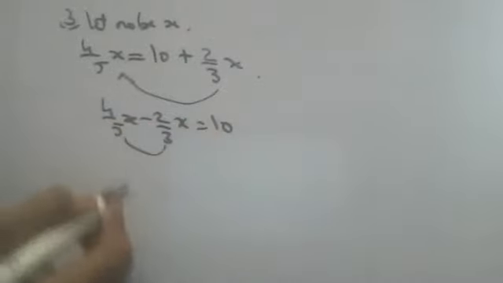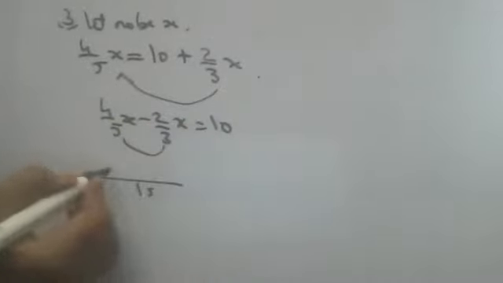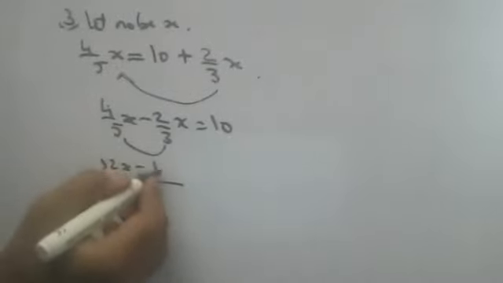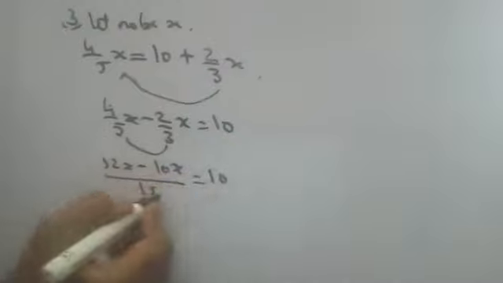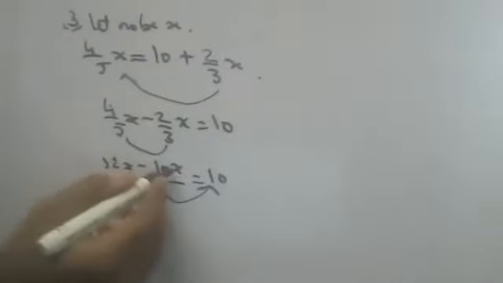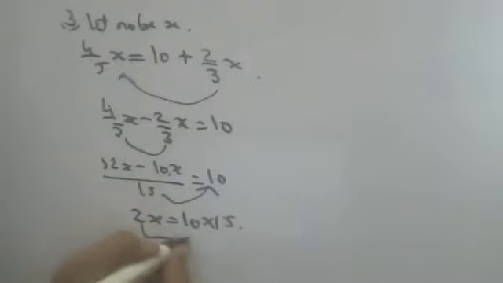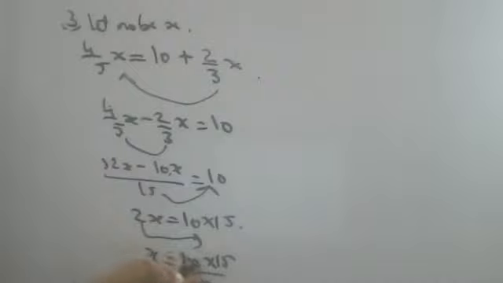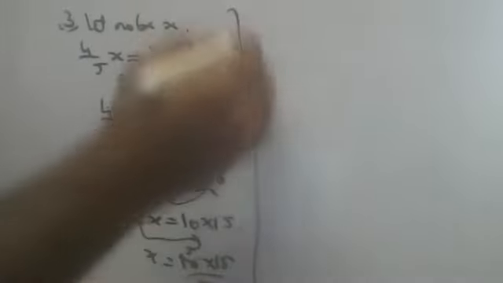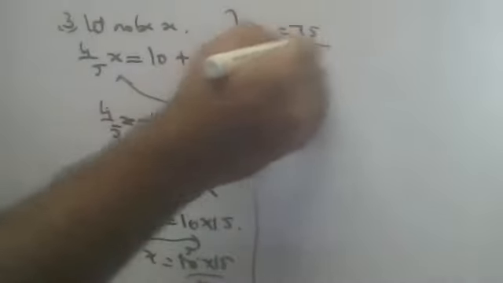Now without taking the LCM, you can't do anything. 15 is the LCM. 5 3s are 15, 3 4s are 12x. 3 5s are 15, 5 2s are 10x is equal to 10. Take 15 there, children. 12x minus 10x is 2x is equal to 10 into 15. So 2 you bring down. x is equal to 10 into 15 by 2. x is equal to 75.